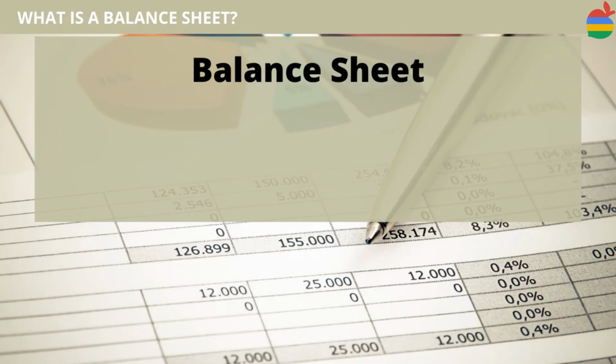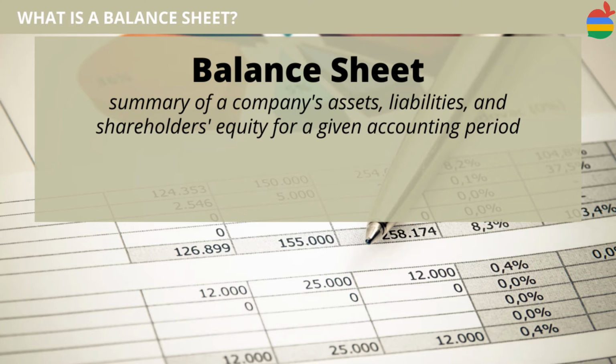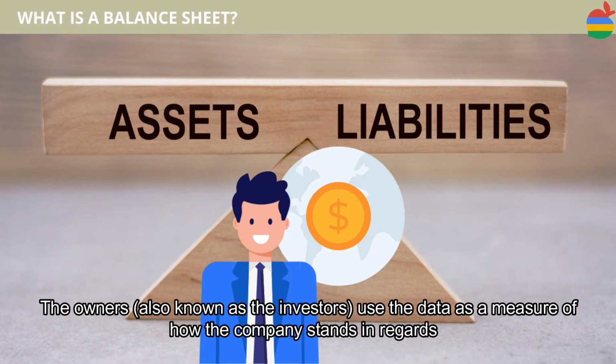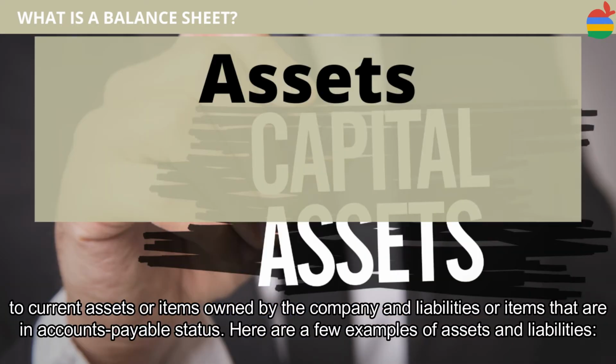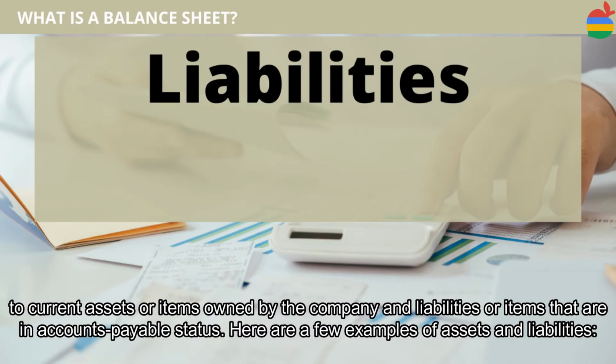So, what is a balance sheet? A balance sheet is a summary of a company's assets, liabilities, and shareholders' equity for the given accounting period. The owner, also known as the investor, uses the data as a measurement of how the company stands in regards to current assets, or the items owned by the company. And liabilities are the items that are in accounts payable status.